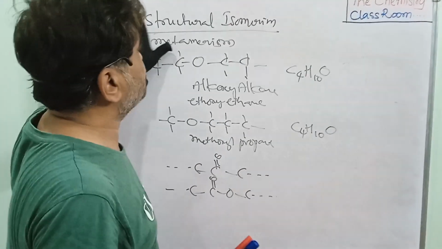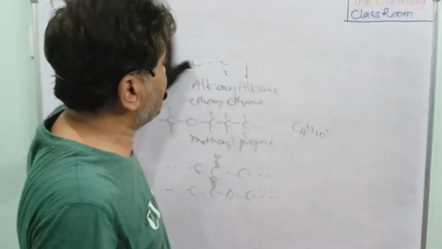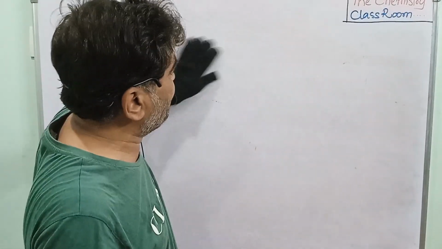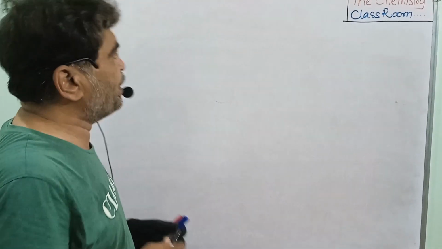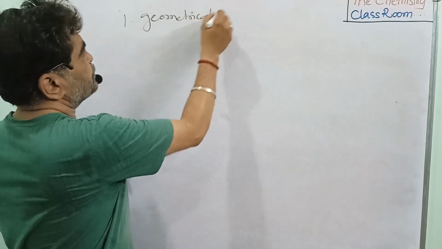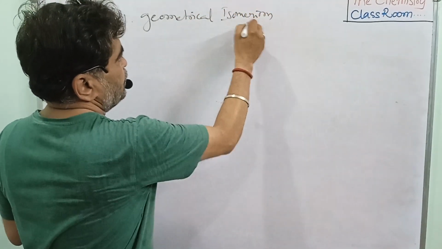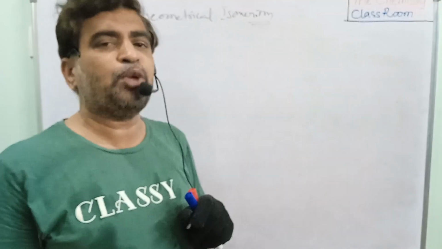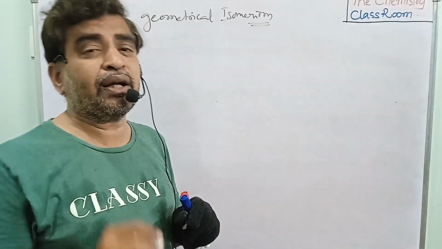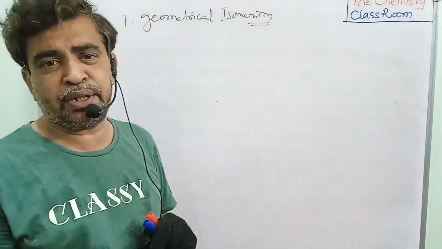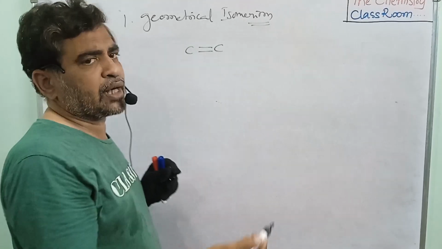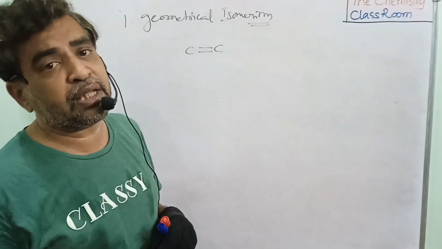And the second one is called spatial arrangement. Based on how they are spatially arranged, you get some isomerism. In that, the first one is called geometrical isomerism. To show geometrical isomerism, what is the first condition? A double bond. Only compounds with a double bond perform this geometrical isomerism. Compulsorily, carbon and carbon will be in a double bond. If you have the double bond, it will show geometrical isomerism.